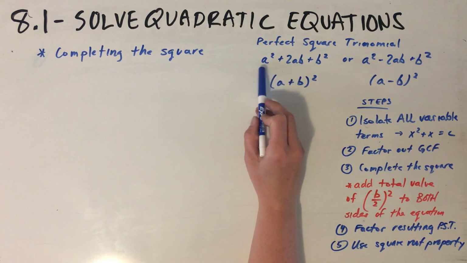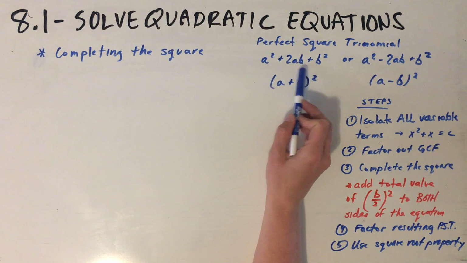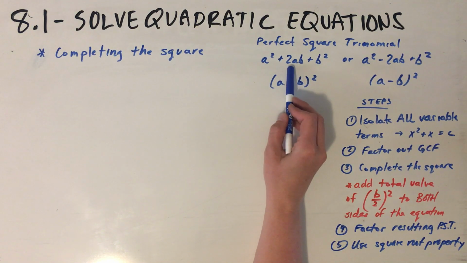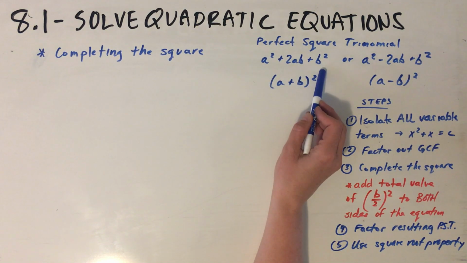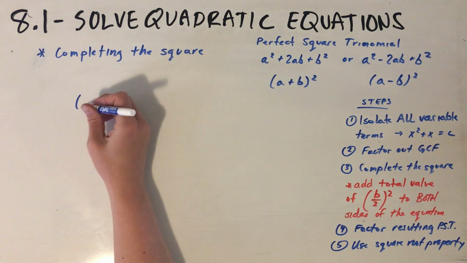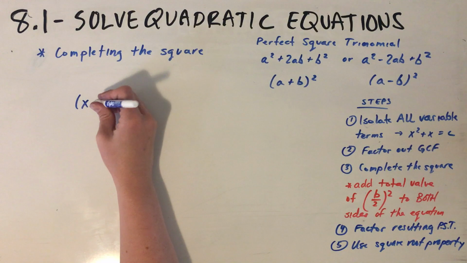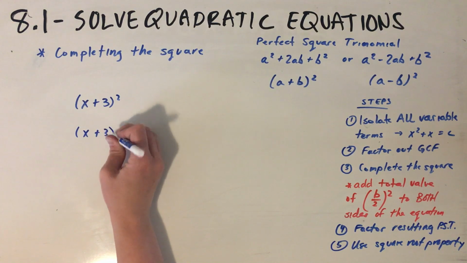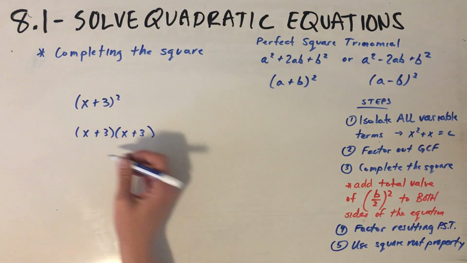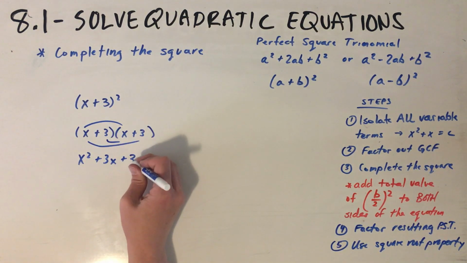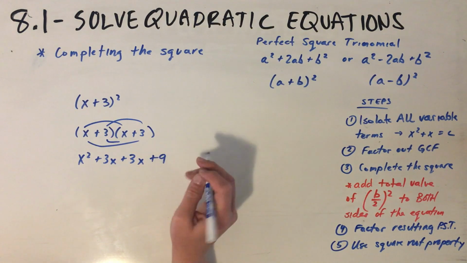So if your trinomial is in this format where the first term is a perfect square and the last term is a perfect square and the middle term is the root of this one times the root of this one, doubled, then it will factor to (a + b) squared. So what's an example of this? Well, if we took x plus 3 and we square that, that means we have two of these, and if we FOIL this, we get x squared plus 3x plus another 3x plus 9. So you can see this pattern.